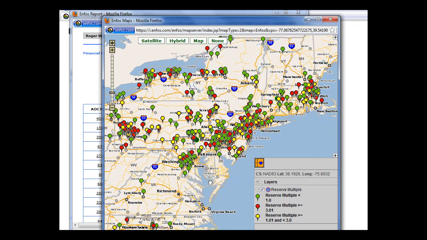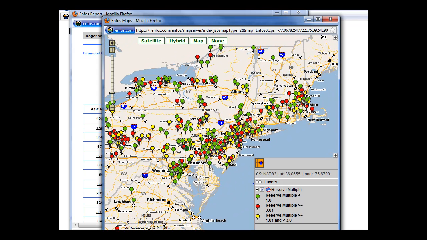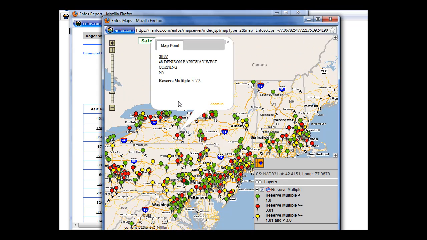Those would be the sites that we would want to drill down further to determine what the next steps may be or what may be driving poor financial performance. Users can click on any individual pin to review the metric and to zoom in or drill down into additional data.